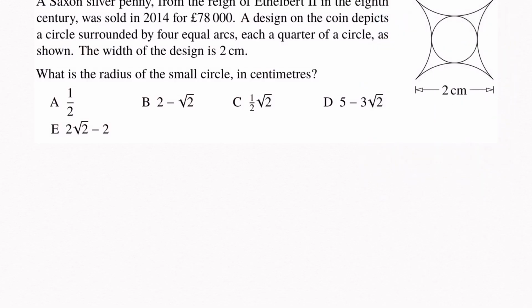Today we're doing another UKMT question. So this is the question. A Saxon silver penny from the reign of Ethelbert II in the 8th century was sold in 2014 for £78,000. A design on the coin depicts a circle surrounded by 4 equal arcs, each a quarter of a circle, as shown. The width of the design is 2 centimetres. What is the radius of the small circle in centimetres?